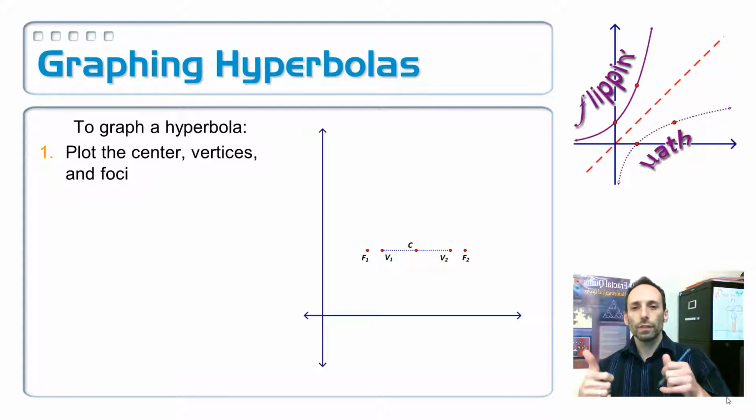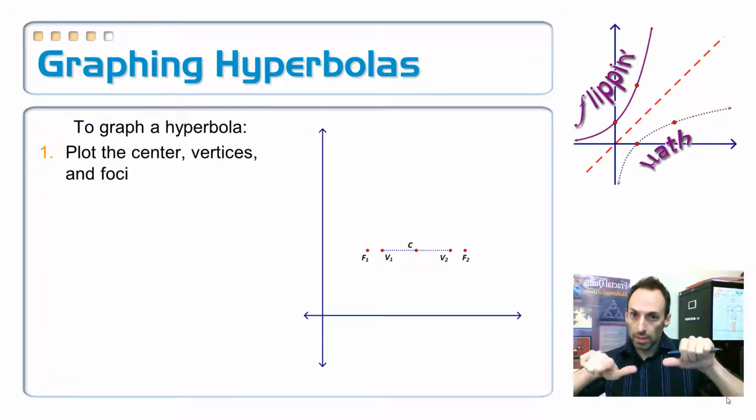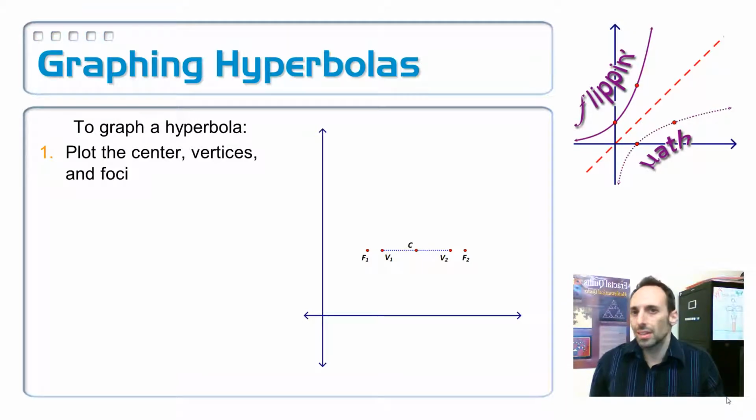And here, for hyperbolas, the foci are always on the outside of the vertices. It's the exact opposite for an ellipse, where the foci were always on the inside. And remember, this is just an inside-out ellipse anyway. Okay, so I've got those. What other things do I need?